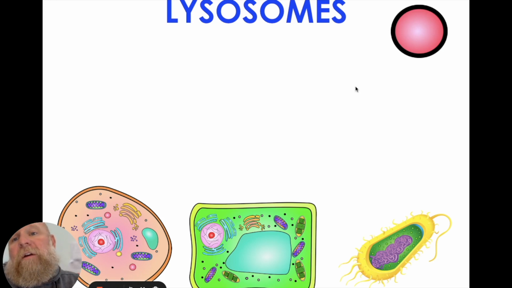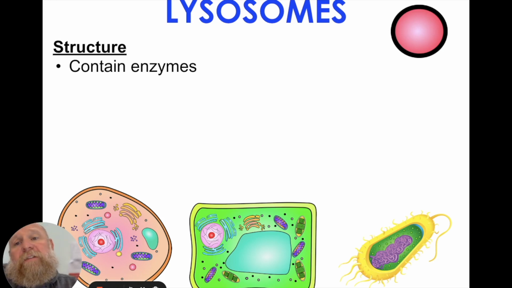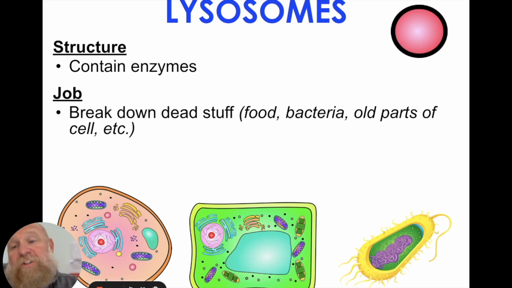So lysosomes, what is their structure? The structure of a lysosome is that it contains enzymes. Enzymes are used for breaking things down, like the protein enzyme in our mouth that breaks down food to help us digest it, right? Lysosomes contain enzymes that break things or cut things down. So the structure is that it contains enzymes. Its job is to break down dead stuff, food, bacteria, old parts of the cell.